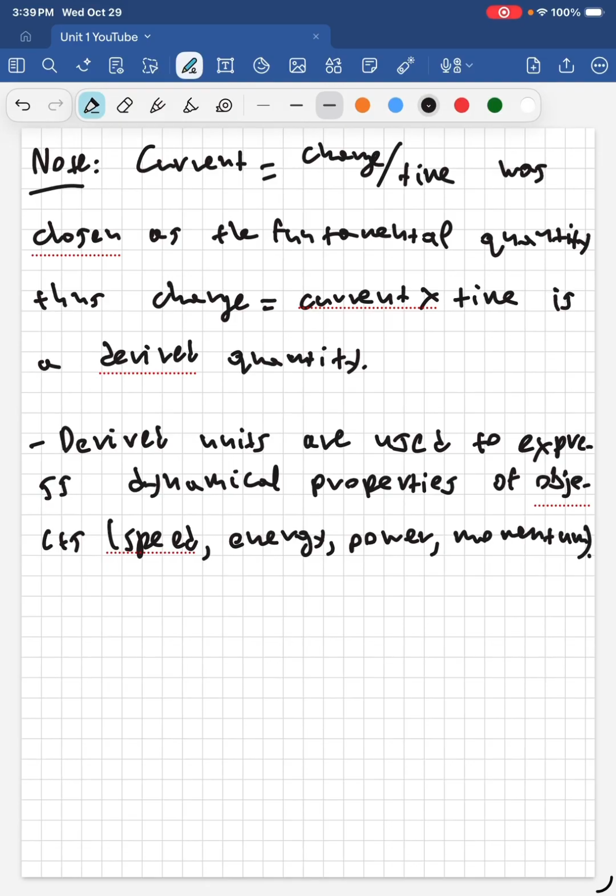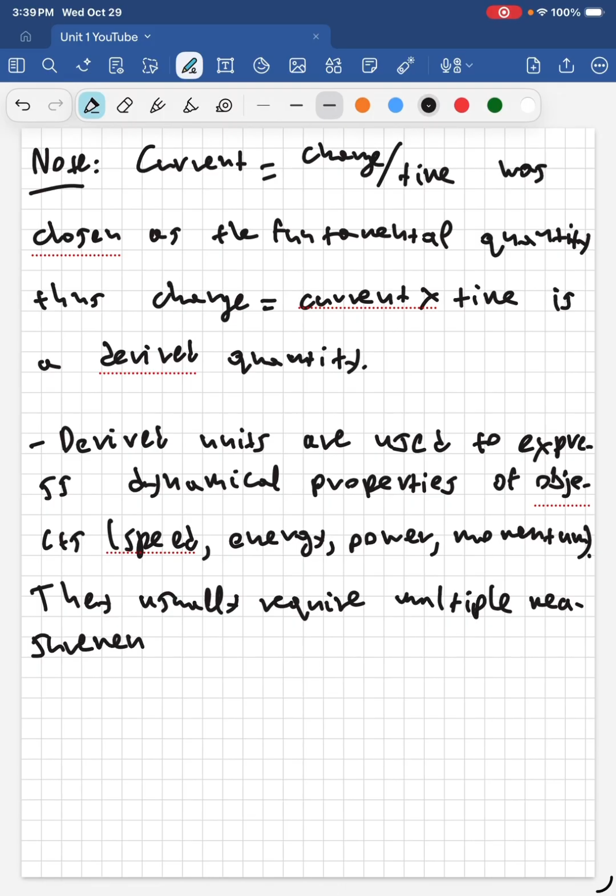They usually require multiple measurements. What I mean by that is that, for example, speed is length per time. So to measure speed, you need to measure both length and time. So you have to keep track of 2 quantities at the same time.